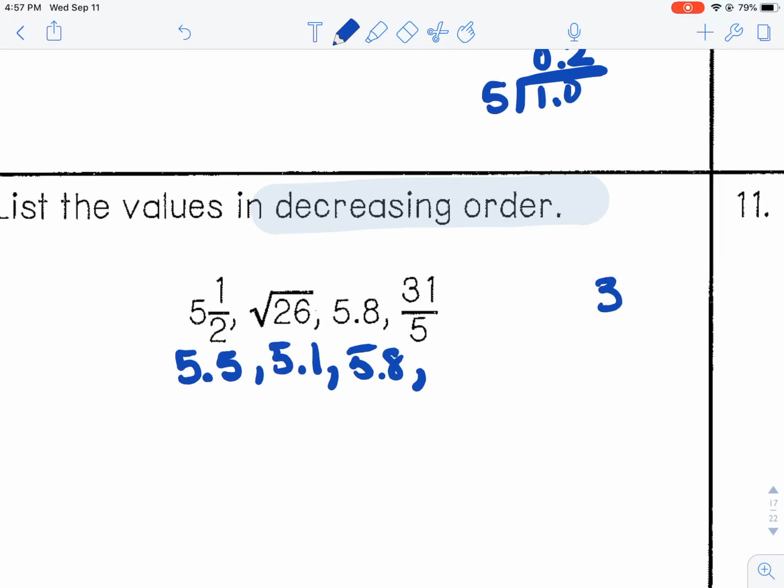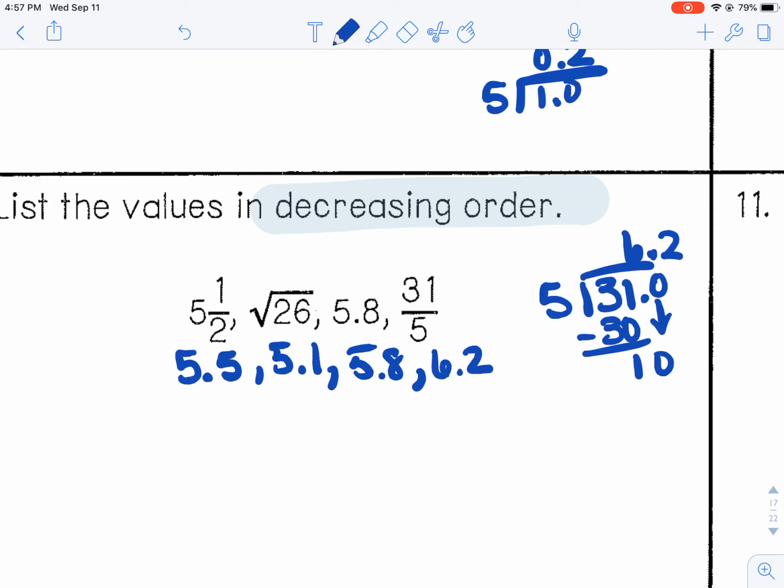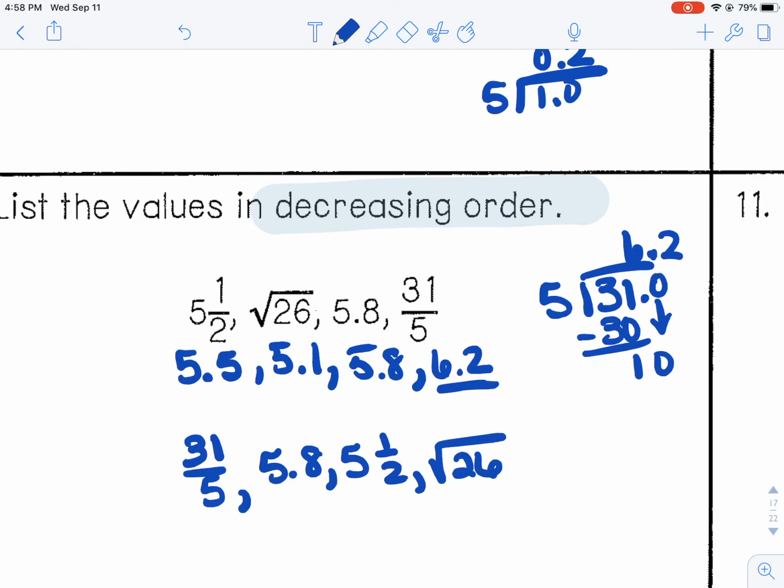Let's go ahead and chop down the tree over here. 5 goes into 31 6 times because 6 times 5 is 30. Add a 0, and 5 goes into 10 2 times. So that's going to give me 6.2. All right, decreasing order means I'm going to start with the largest one, which would be 6.2, in its original format, 31 over 5. Followed by the next largest, which would be 5.8. Then 5.5. And finally, the square root of 26 is the smallest.